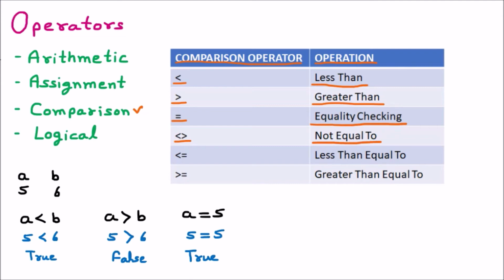So the answer is true. The next operator we have is the not equal to operator. If I am writing here A not equal to 5, we know that the value of A is 5, and they both are equal, and here I am saying 5 not equal to 5, so that is false.